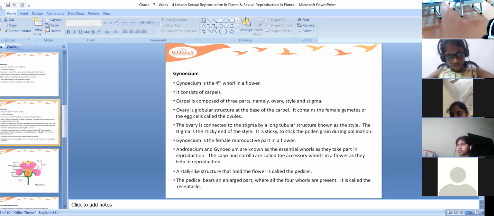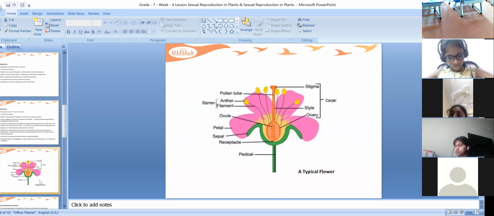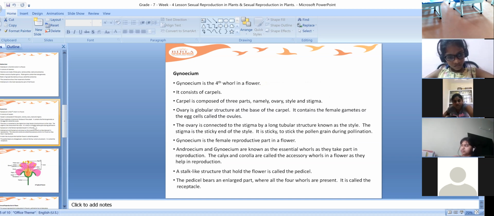So this is the fourth whorl in a flower. The ovary is the globular structure at the base of the carpel. You can see the ovary, a round shaped globular structure. It is a part of the carpel. The stigma is the sticky end of the style. It is sticky to hold the pollen grain during pollination. During pollination, the pollen grain sticks to the end of the style.